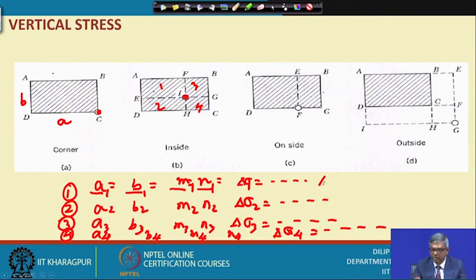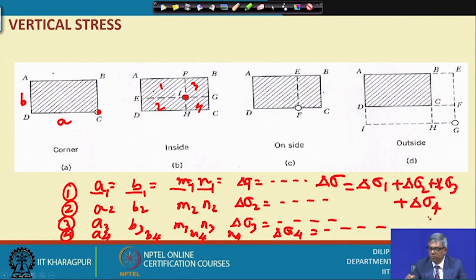Then what will be my delta sigma? Delta sigma will be the effect of all, so delta sigma 1 plus delta sigma 2 plus delta sigma 3 plus delta sigma 4. So, this I will get. This is the way that in various combinations I can use the corner formula to find the stress at different points.